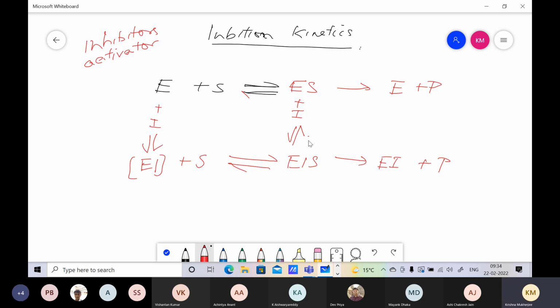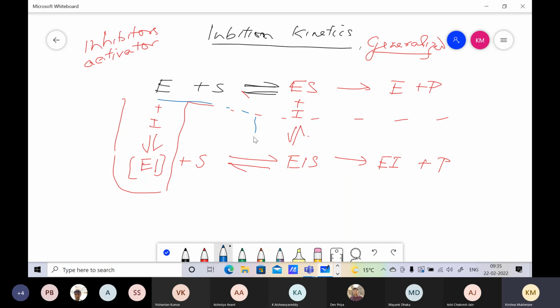Are you getting this argument? So this is the most generalized model of inhibition kinetics, where each of the possibilities is taken care of. In competitive inhibition, this part will be important. And in uncompetitive inhibition, this part will be important, and so on. We will talk of which part is important, but this is the most general model.